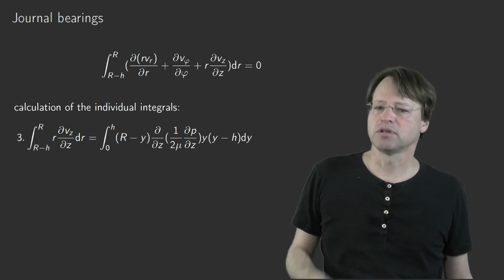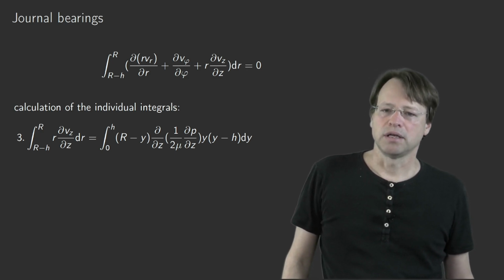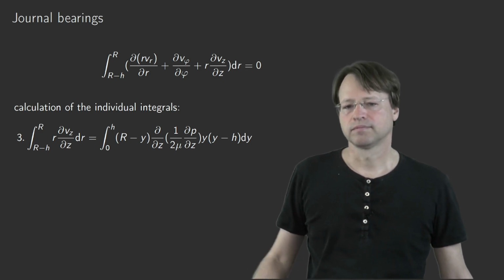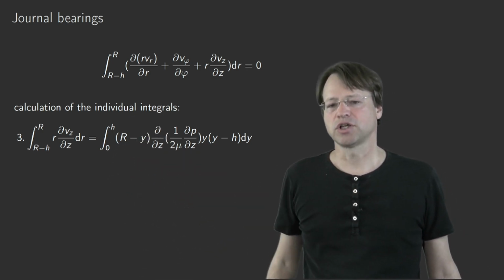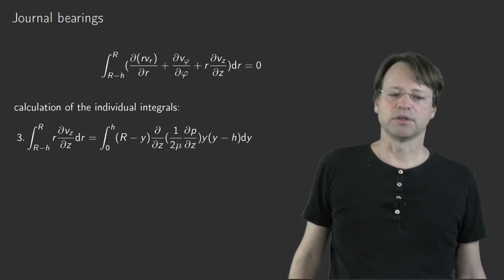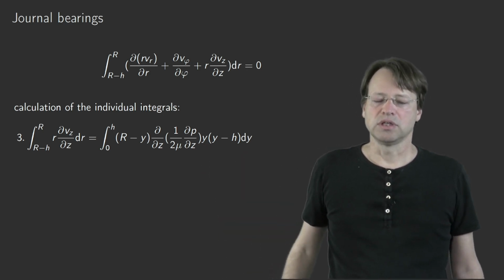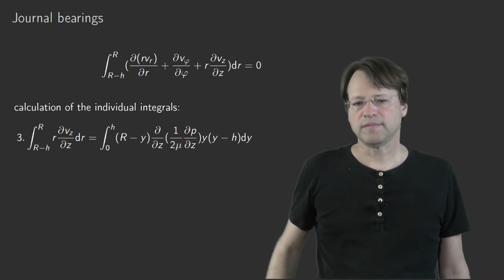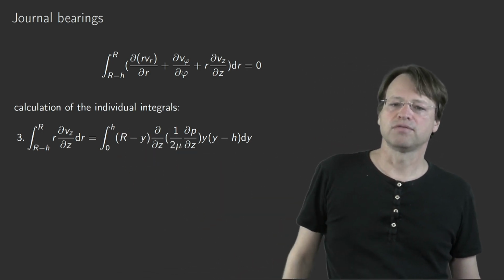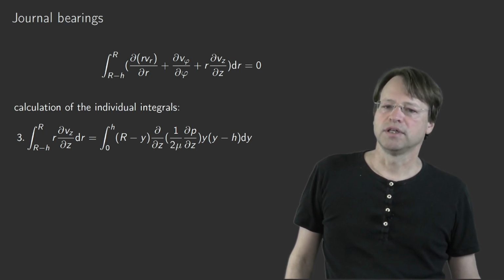If we do the same substitution as before, if we substitute R minus r by y, and again we exchange the integration limits and profit from a change of the sign here. Well, that integration can now be easily done. So the derivative can be put in front of the integral, and then you have a certain polynomial here to integrate.